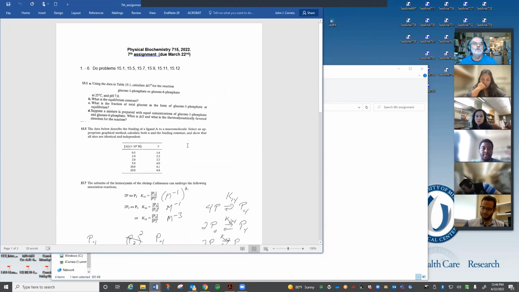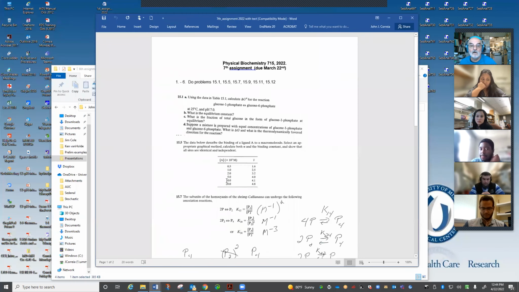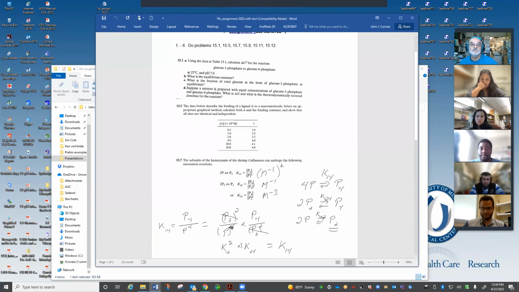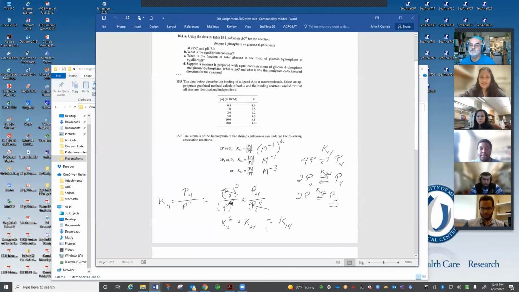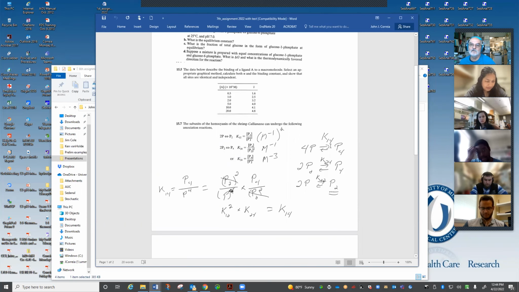And so some of you have turned in 7. Last week we discussed part of 7 because somebody asked me about it. I think I wrote this on the screen showing you where you can get one equilibrium constant from a combination of the others. So 1,4 is actually the product of 1,2 squared times 2,4.